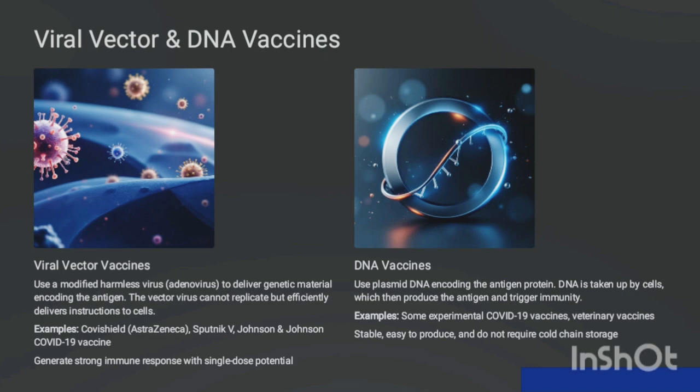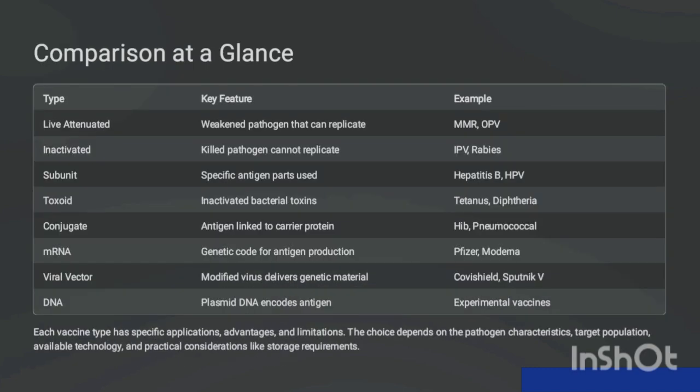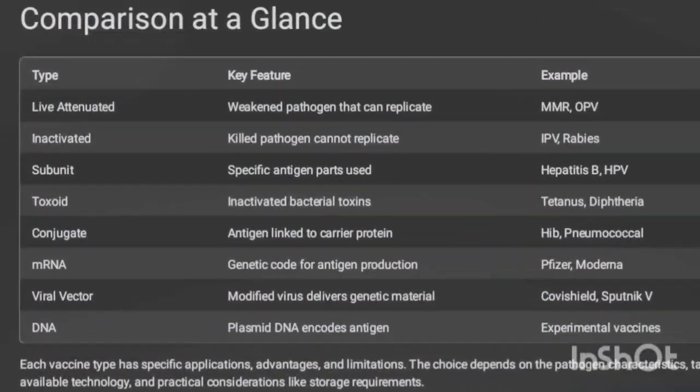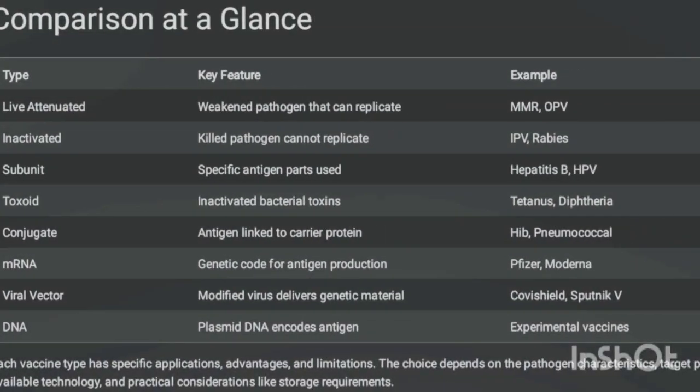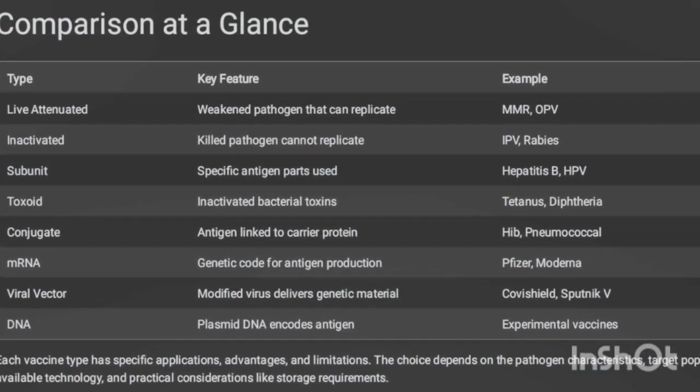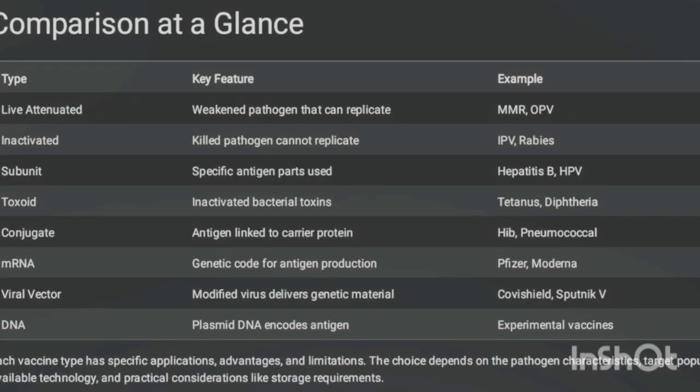9. Comparison at a glance. Comparison table that summarizes different types of vaccines, their key features, and examples. Live attenuated uses a weakened replicable pathogen, for example, MMR, OPV. Inactivated uses a killed pathogen that cannot replicate, for example, IPV, rabies. Subunit uses specific antigen parts, for example, hepatitis B, HPV. Toxoid uses inactivated bacterial toxins, for example, tetanus, diphtheria.